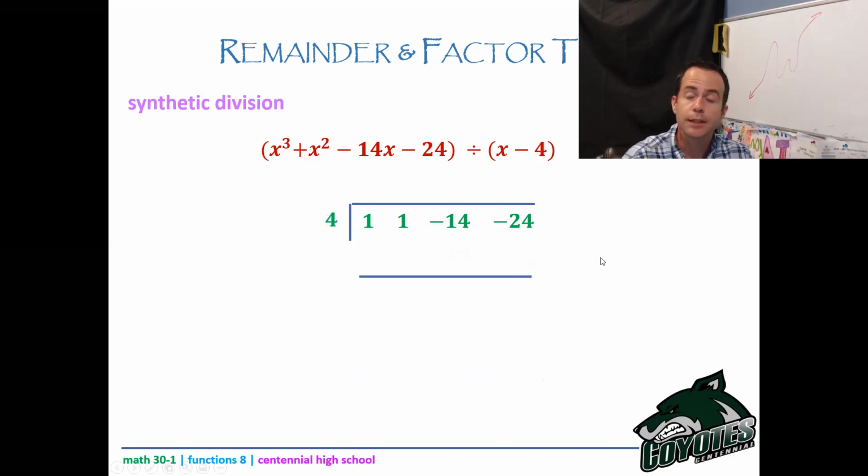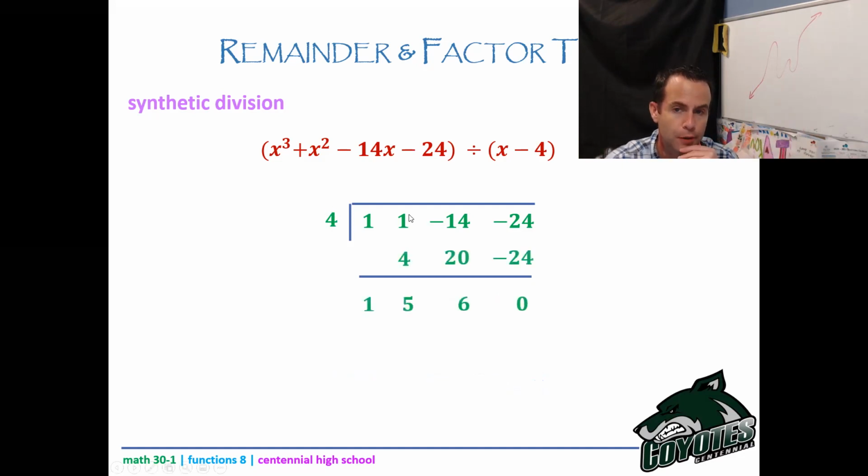Okay, so now let's try the x minus 4. You pause me and see if you can do it by yourself. I have you all set up. 4 goes on the outside because that's what zeros the factor out. 1, 1, negative 14, negative 24 on the inside. Again, I'm going to drop my 1, multiply. So 1 times 4 is 4. Add, 1 plus 4 is 5. Multiply, 5 times 4 is 20. Add, negative 14 plus 20 is 6. Multiply, 6 times 4 is 24. And then add negative 24.